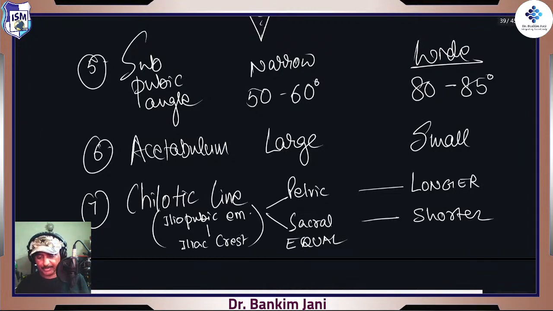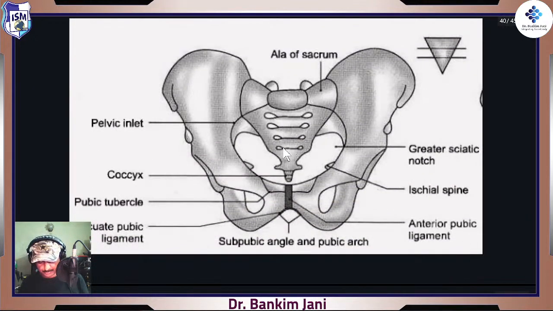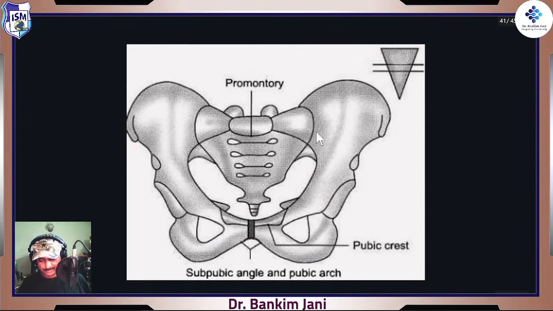Subpubic angle, well, here it is. You asked, and it is over there. That's the subpubic angle, just below the pubis. So that's the angle. Then greater sciatic notch, ischial spine, anterior pubic ligament, pubic tubercle, coccyx, pelvic inlet. That's how it goes. This is the sacral promontory and the pubic crest.